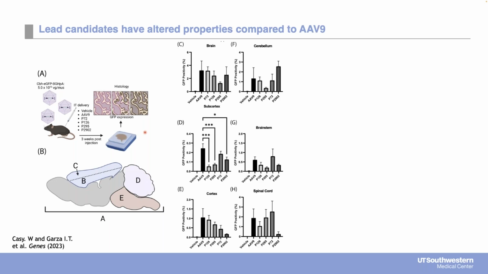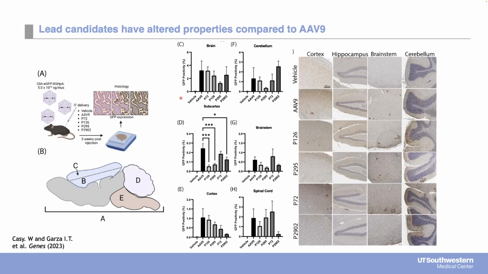And so from quantifying the images, one of the lessons we learned is that when we're validating some of these capsids, we should probably start with a slightly higher titer. But this allowed for sensitivity at the lower ranges of dynamic range. And so we see that a lot of these tend to perform similar to AAV9, which is the current benchmark for CNS transduction or CNS gene delivery.